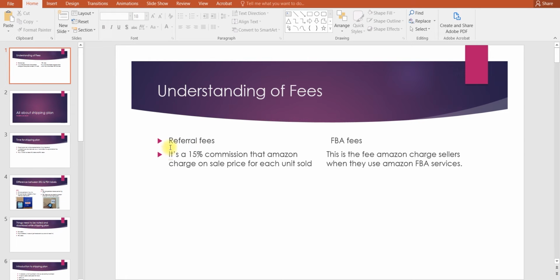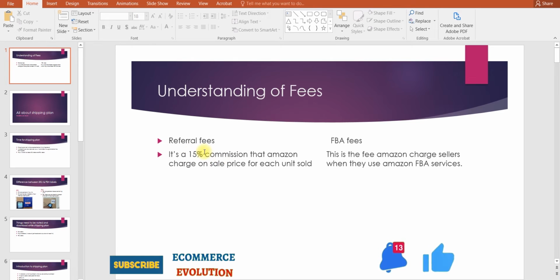So there are two kinds of fees on Amazon. One is referral fees and the other one is FBA fees. So what are referral fees, basically? It's a 15% commission that Amazon charges on the sale price of each unit sold. Alright, guys. So Amazon will charge 15% on your price, whatever price you have mentioned and fixed in your seller central for that specific product. So Amazon will be charging 15% on that.